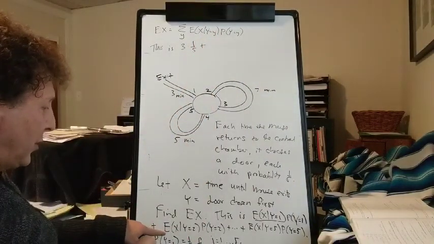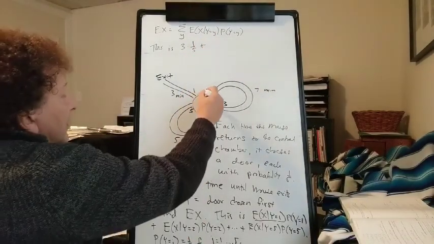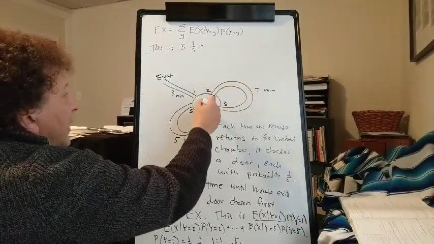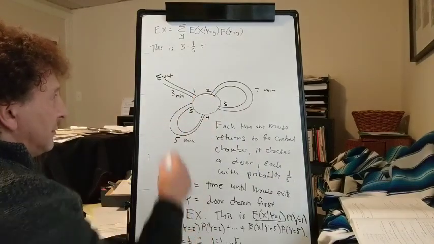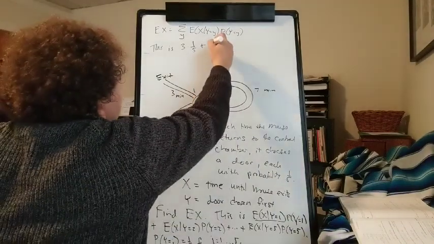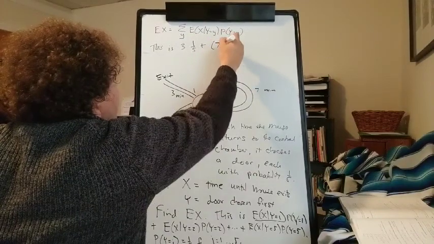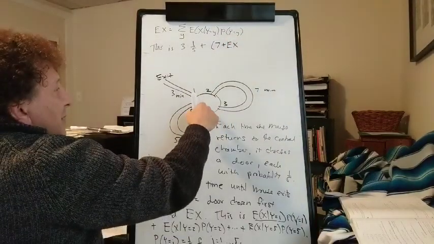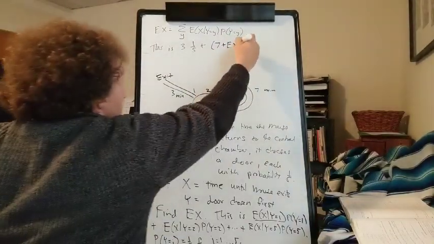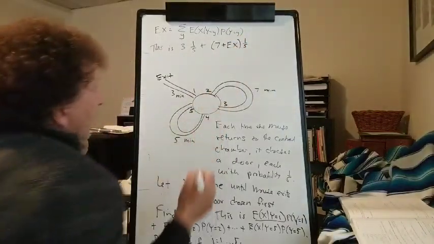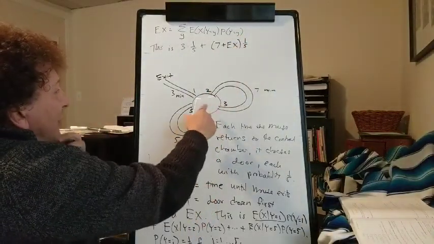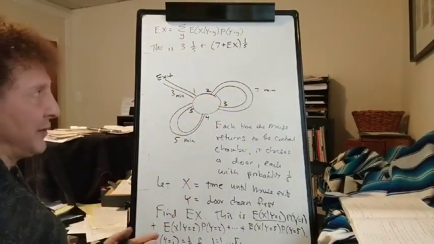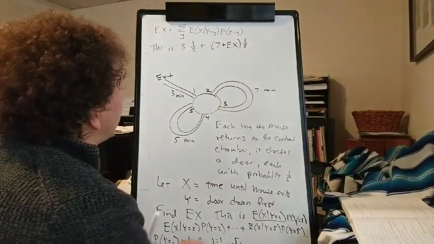Now if the mouse chooses door 2, then the mouse spends 7 minutes going around in the path and then comes back and is in the same position again as at the beginning. So the expected travel time is 7 plus whatever the original expected travel time is given that the mouse is starting here. And actually if the mouse chooses door 3, the exact same thing happens. There's a 7-minute travel time to get back here, and then the problem essentially starts over. So let me say 2/5.